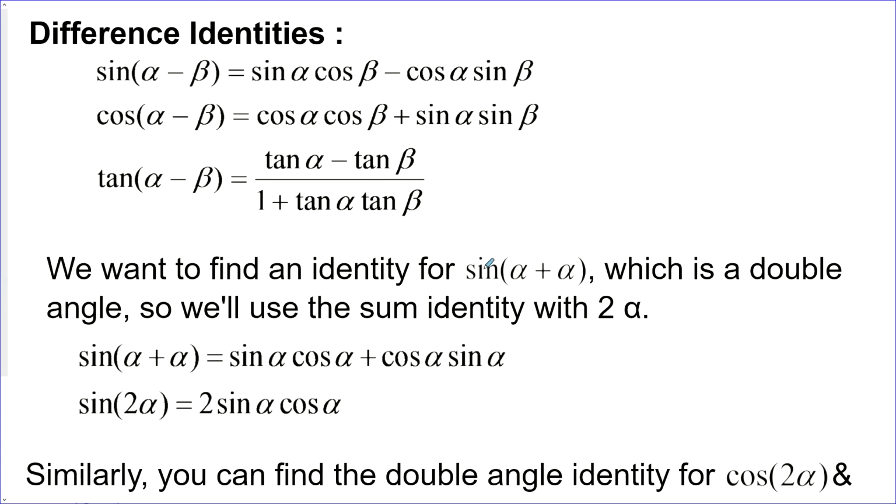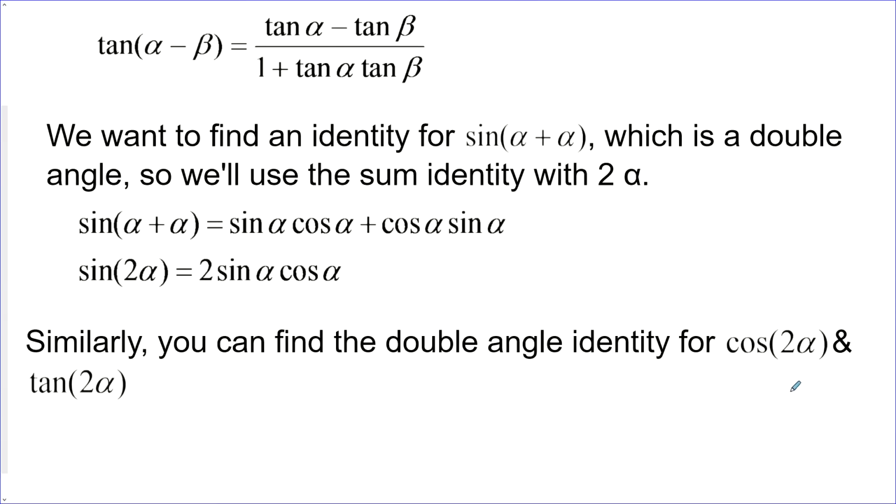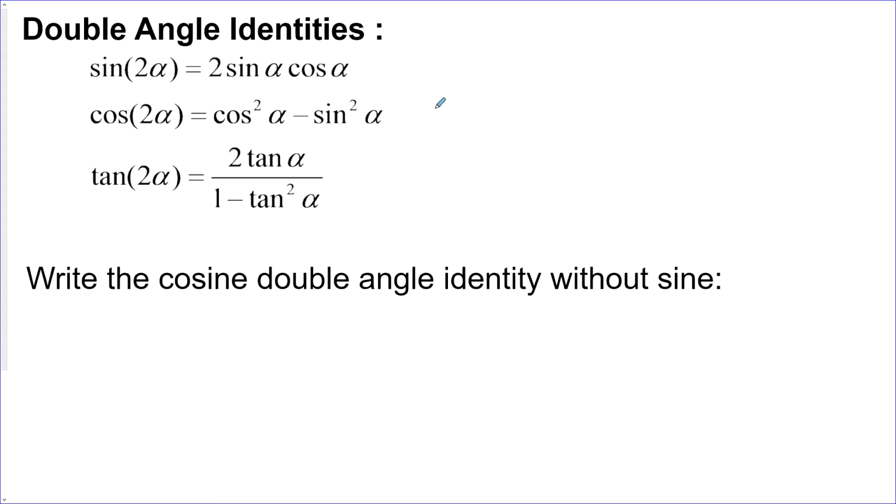Now we want to find a double angle identity, which means 2 alpha. So we're going to replace the beta with another alpha, so we get alpha plus alpha. And we're going to use sine's sum identity. And everywhere where we had a beta before, we're going to put an alpha. And that will give us sine 2 alpha is equal to 2 sine alpha times cos alpha. You can try cos 2 alpha and tan 2 alpha. And you should end up with these three double angle identities.